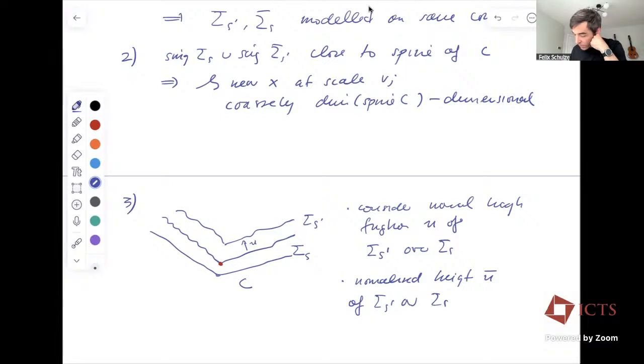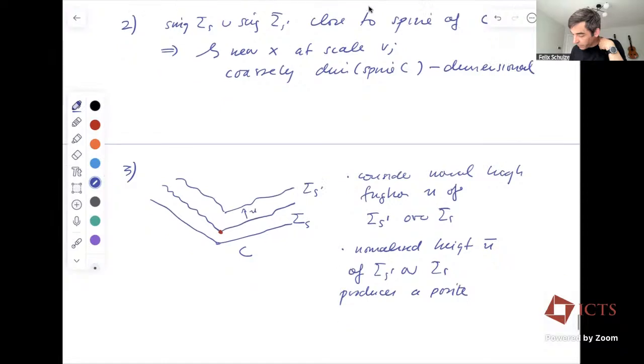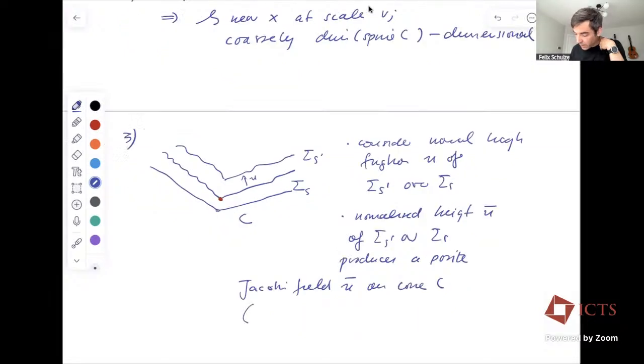So what does this do? This produces a positive, this u has a sign, it's there on one side of it, positive Jacobi field u bar on this cone C. What this means, a Jacobi field, this is the linearization of the minimal surface equation. This would be Laplace u bar plus |A|^2 u bar is equal to 0, and we can assume that u bar is positive.